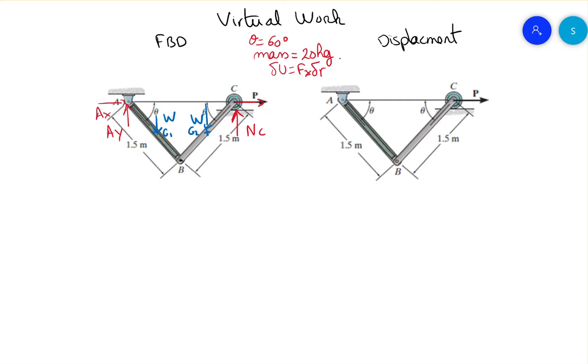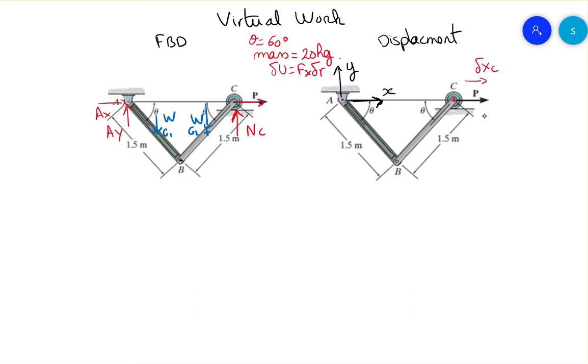Okay, so now for the displacement on the right. There's no displacement at A because A is a pin connection. So I will use the point A as reference. That will be my axis X and my axis Y, because the point A never moves. At C, we have a displacement in this direction, delta x_C.